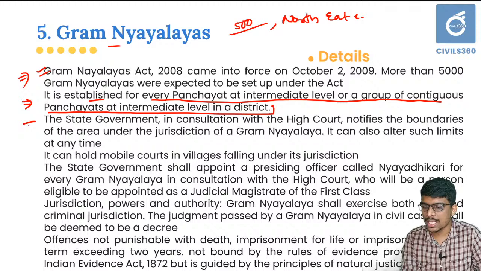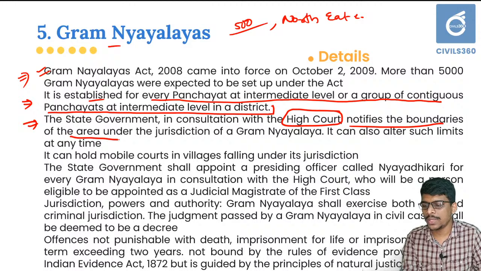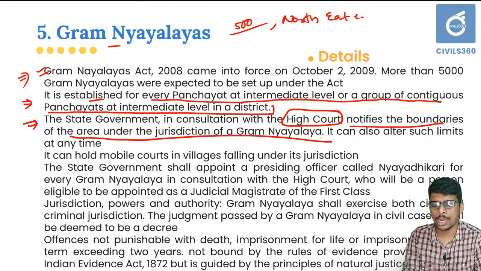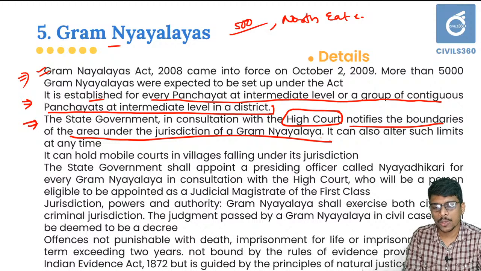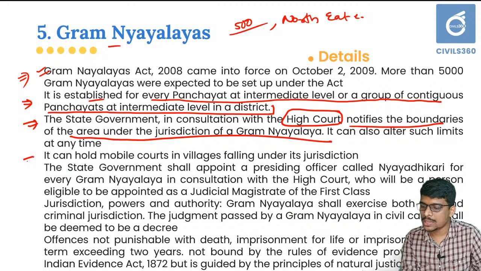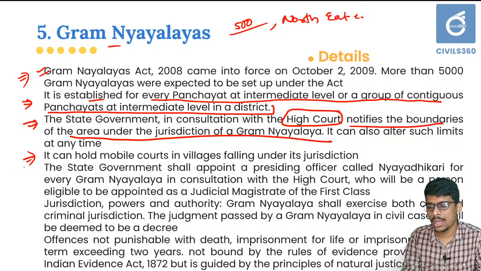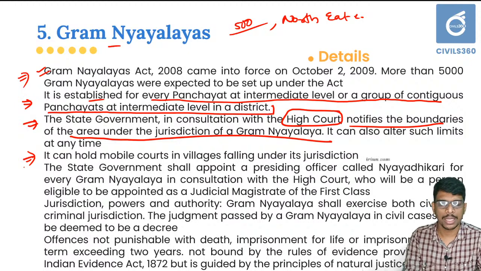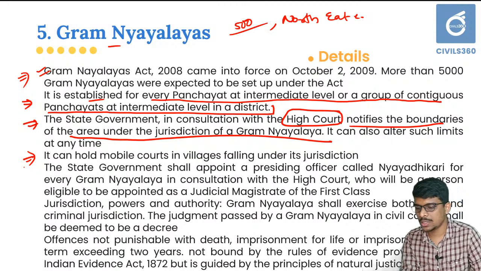And next one is, the state government in consultation with the High Court notifies the boundaries of the area under the jurisdiction of a Gram Nyayalaya. It can also alter such limits anytime. And it can hold mobile courts in villages falling under its jurisdiction. That is, the first one is, it will be established at the intermediate level. Second, the state government in consultation with the High Court notifies the boundaries. Third, it can hold mobile courts in the villages falling under its jurisdiction.